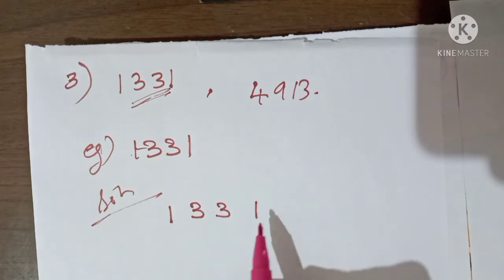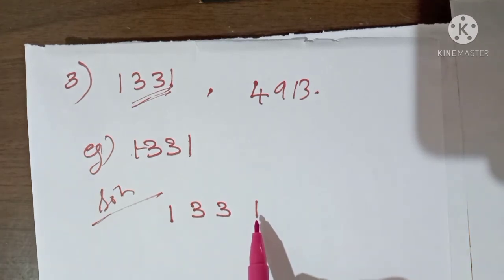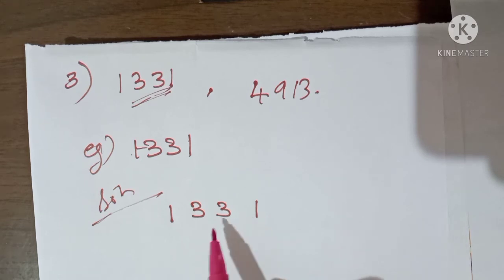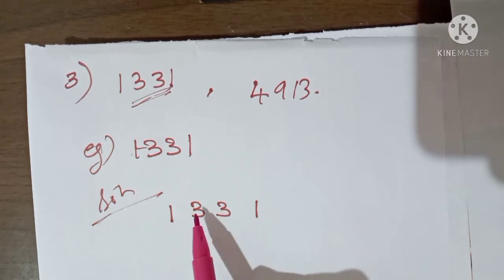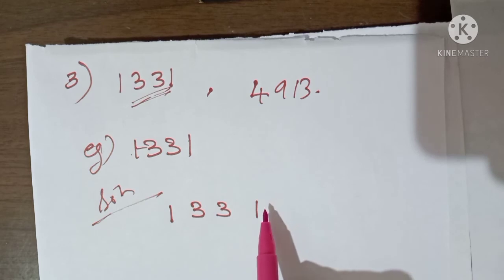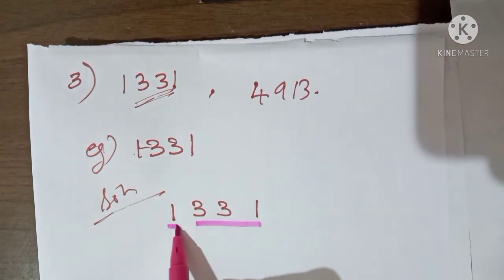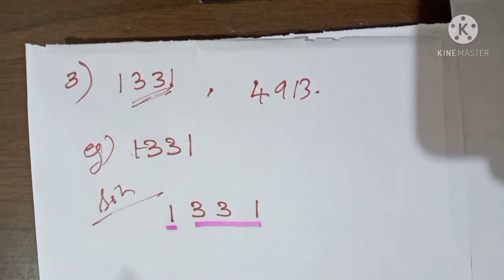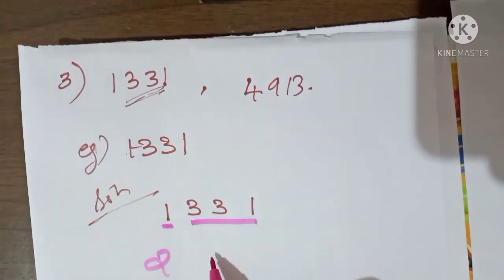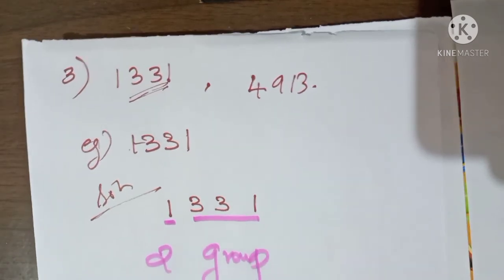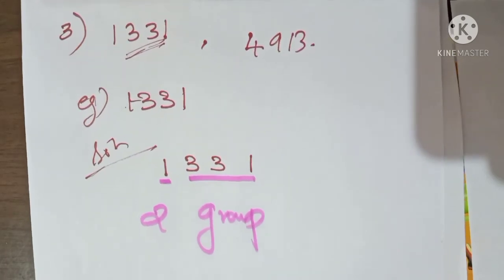That means you will start from the ones place. This is the ones place, right? You will start grouping by 3. 1, 2, 3. So this is one group, and this is the second group. But here only one digit is there. So how many groups are there? Two groups.